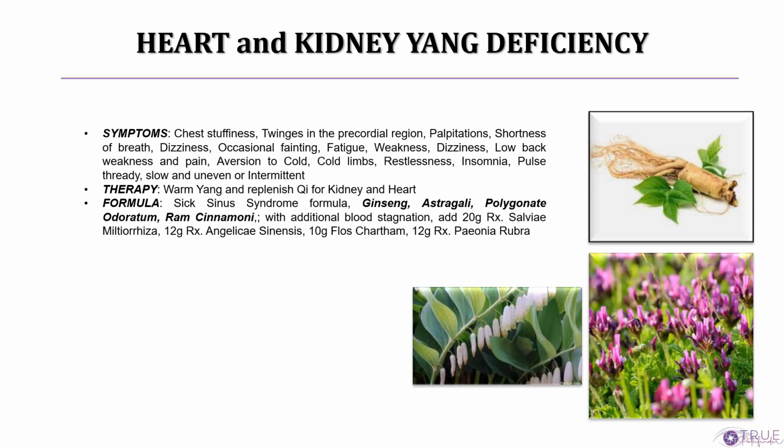And we use a Six Sinus Syndrome formula that consists of ginseng, astragalus, polygonatum odoratum, ramulus cinnamomi, and other herbs. And if the bradycardia is accompanied by additional blood stagnation, we can add Salvia miltiorrhiza, also Angelica sinensis, Flos carthami, and Paeonia rubra.